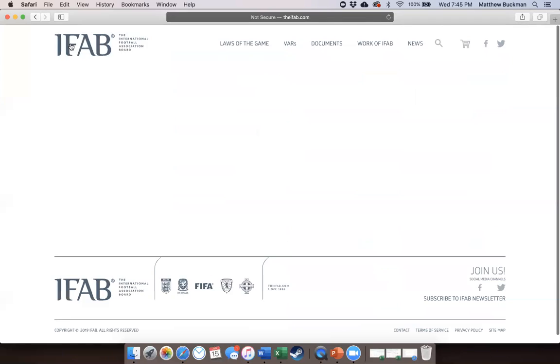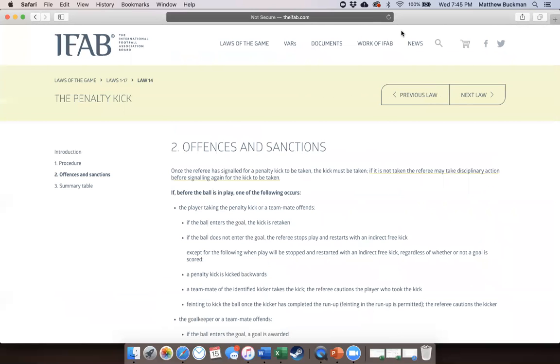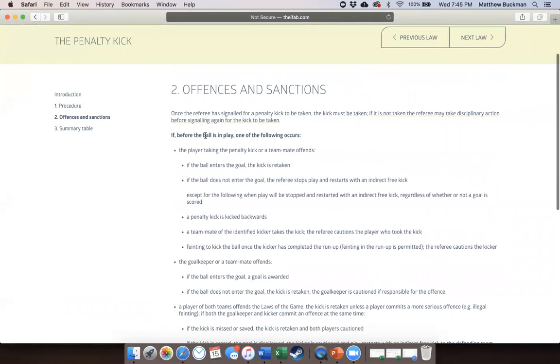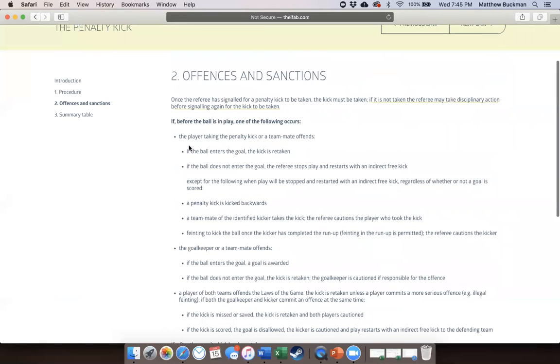All right. And now going back to the various offenses. So if before the ball is in play, one of the following occurs: the player taking the penalty kick or a teammate offends. So again, this is the attacking team. Anytime the attacking team commits an offense, aside from the illegal feint, which we know, if the ball enters the goal, the kick is retaken. If the ball does not enter the goal, the referee stops play and restarts with an indirect kick.